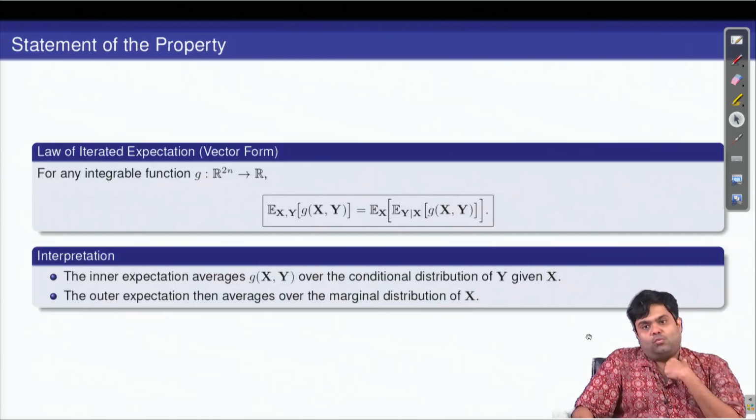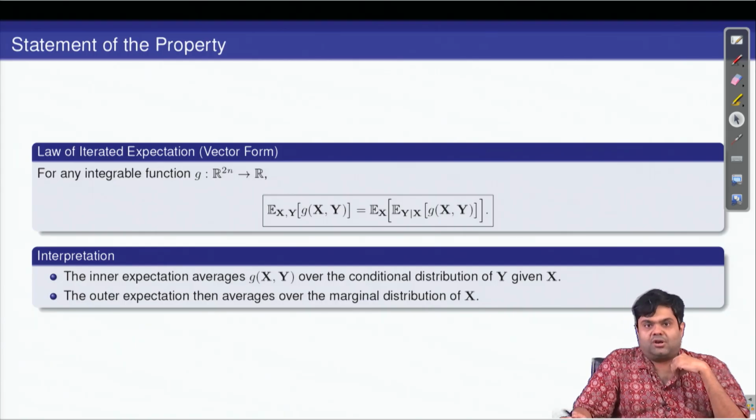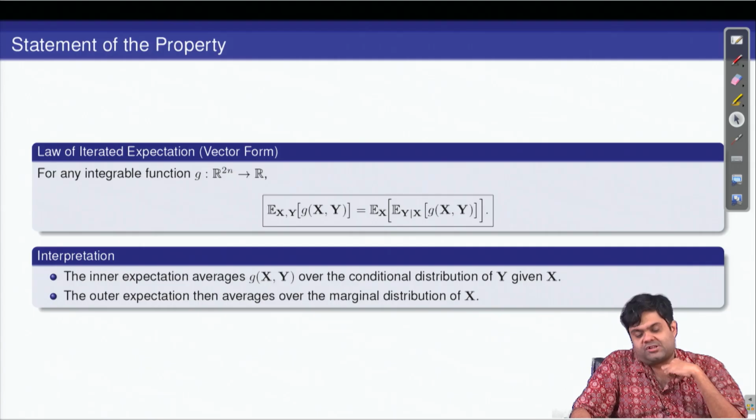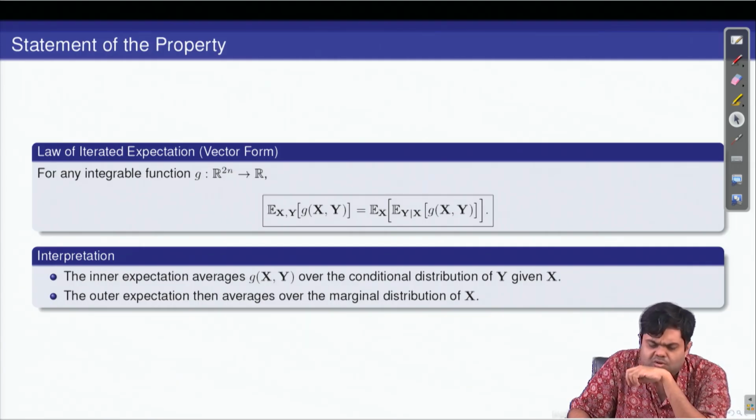Now, this is what we used heavily in the last class, and I am recalling it once more: the law of iterated expectation. If you have two random vectors X and Y and want the unconditional expected value of g(X,Y), you first find the conditional expected value of g(X,Y) with respect to the conditional distribution of Y given X, and then take the unconditional expectation of this function.